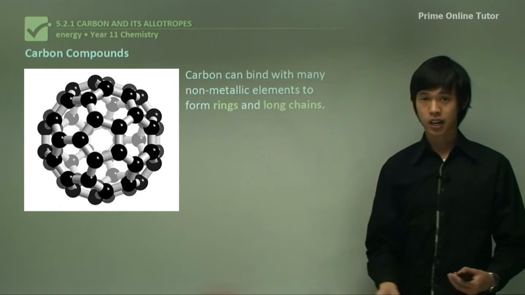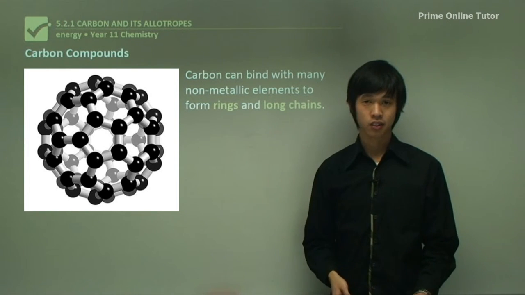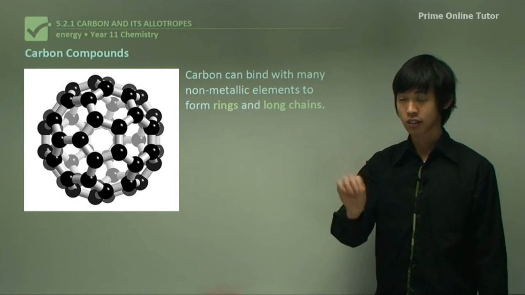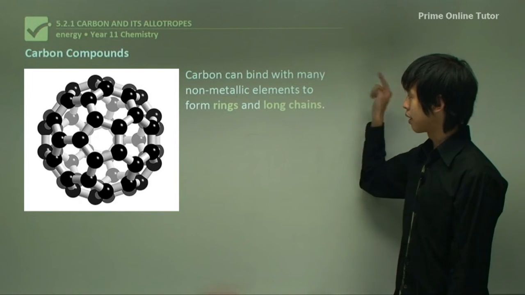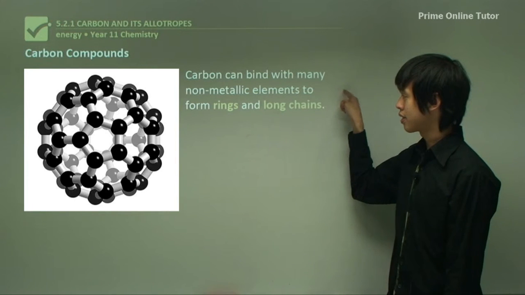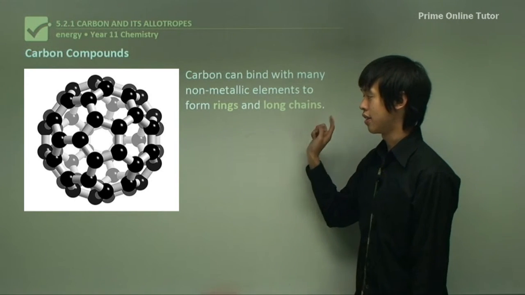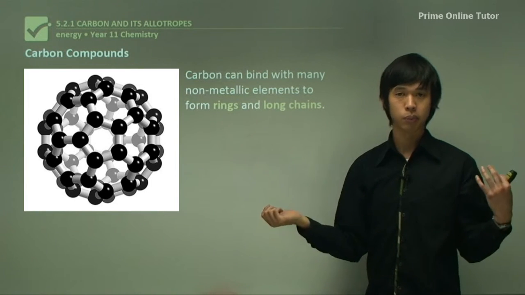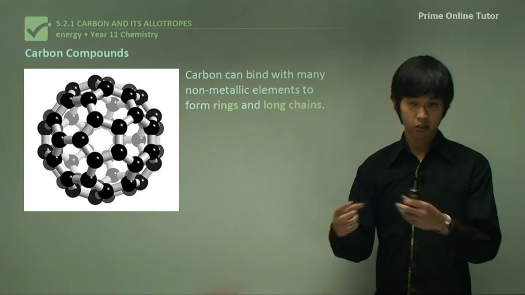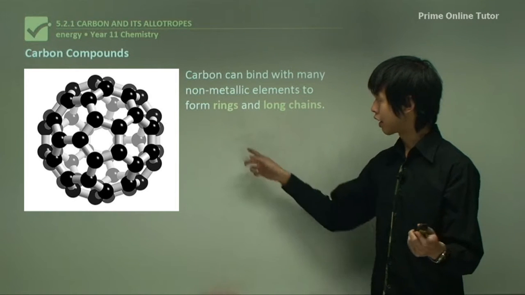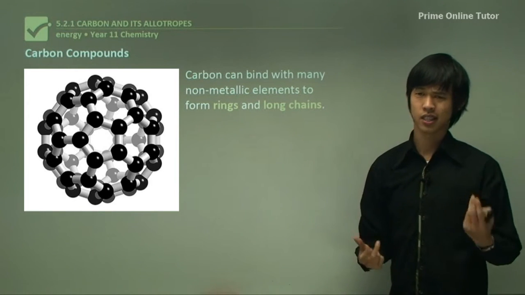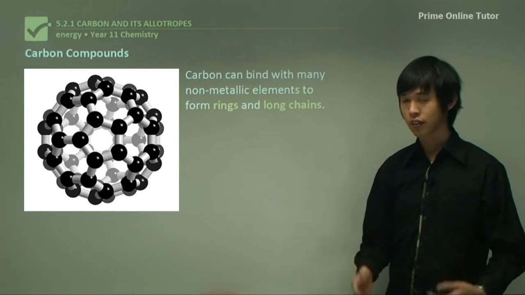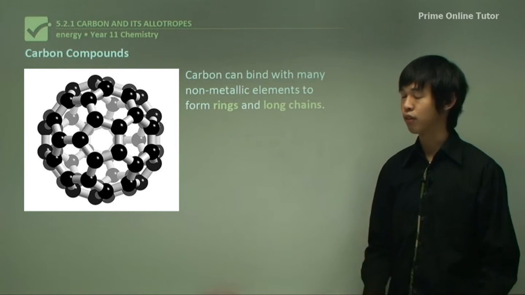Because carbon has 4 valence electrons, so when you think back to the periodic table, it's in group 4, it means that it can combine with many non-metallic elements to form rings and chains. So we can form chains of carbon compounds. One would be something like octane, so the petrol in your car would be a long chain of carbon. It can form rings like benzene, a carcinogen, but also used in other things. And so we get lots of different things that can happen with carbon because of those 4 valence electrons.